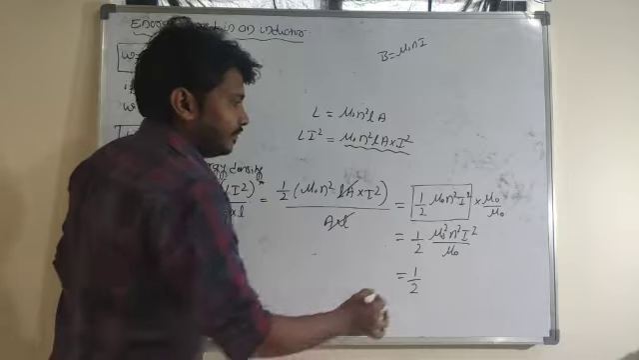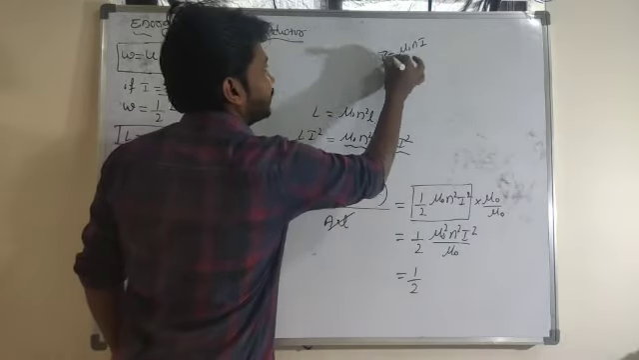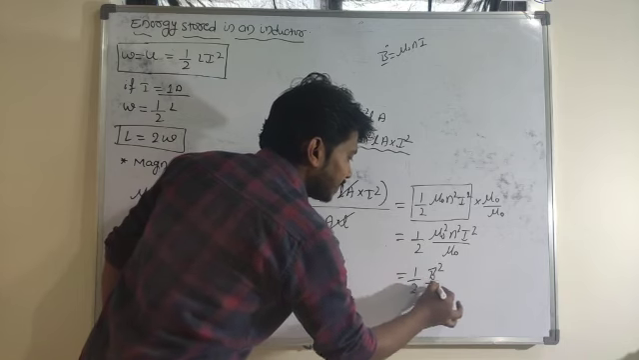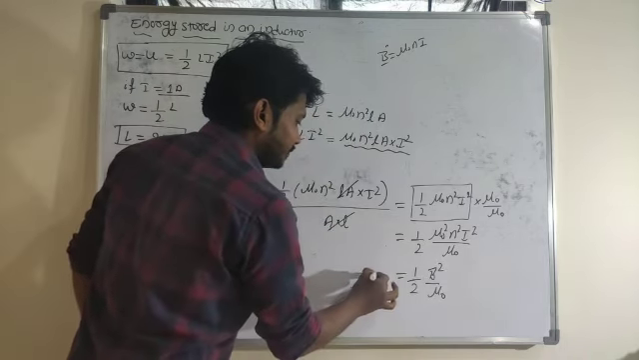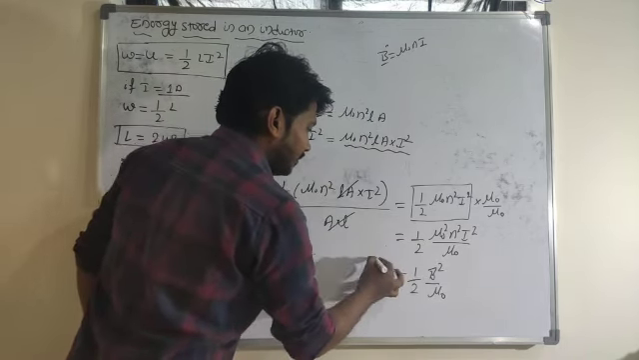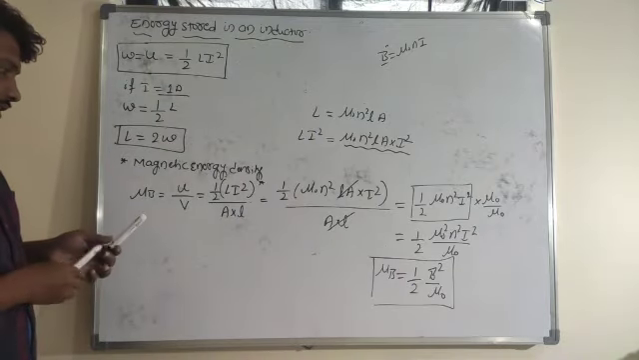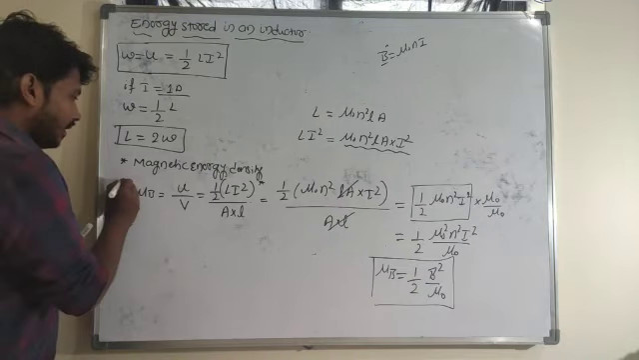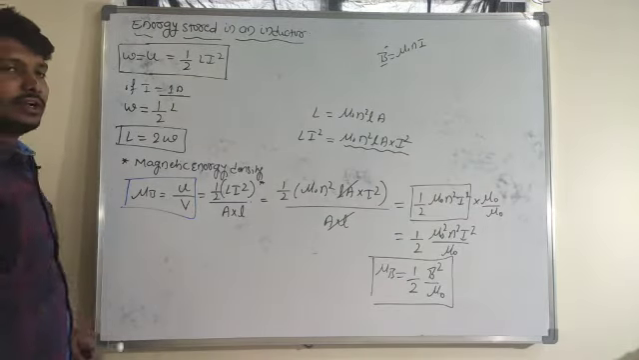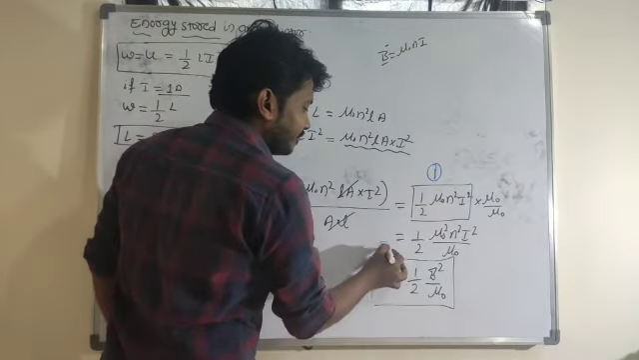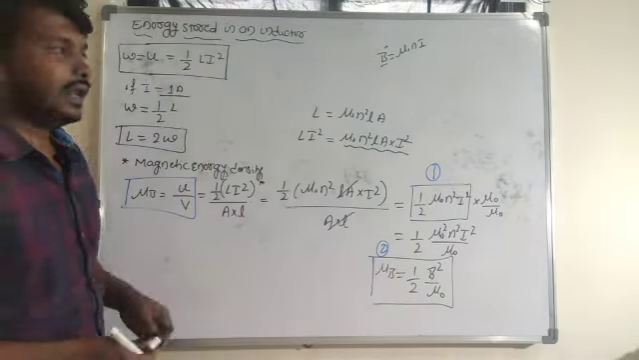So half of mu naught square n square I square, shall I write it as B square here? So that is B square divided by mu naught. So this is all about magnetic energy density. What are the connecting formulas for magnetic energy density here? Energy density is energy divided by volume. So this is one equation, and in terms of magnetic induction, this is the other equation.